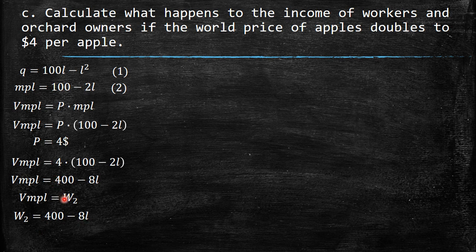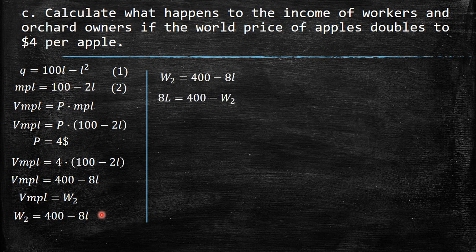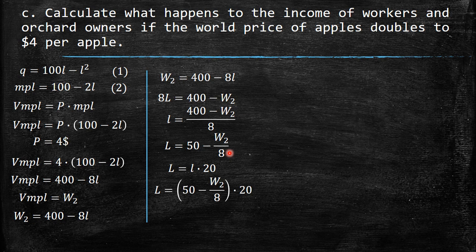We just replace this one, and then we just collect L. So 8L moves to this side. Sorry, this is lowercase because it is each orchard. Then you will have 8L equal to 400 minus W2, which is the situation of C. Then we put this 8 over, and at the end we have l, sorry, lowercase again, equal to 50 minus W2 over 8, and if we want to take the market labor demand, it should be times 20.